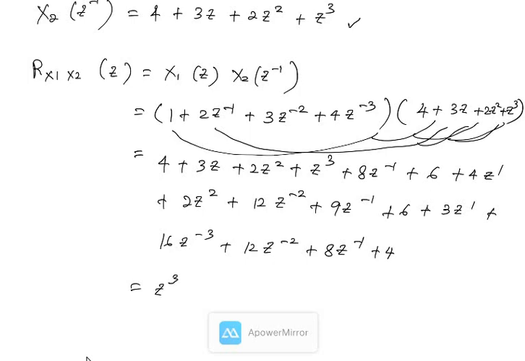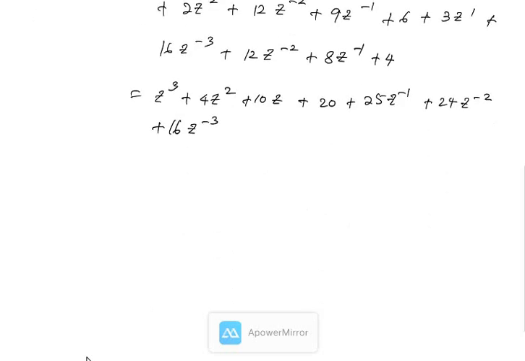of 3 plus 4z squared plus 10z plus 20 plus 25z power of minus 1 plus 24z power of minus 2 plus 16z power of minus 3. So from here, Rx1, x2, L should refer to the Z inverse Rx1, x2, Z.